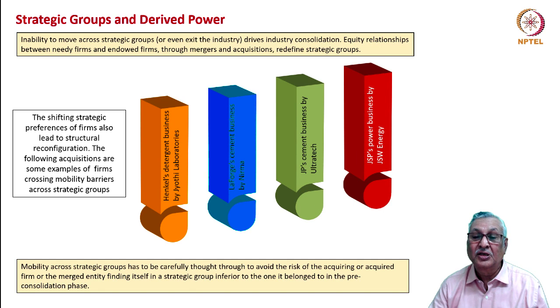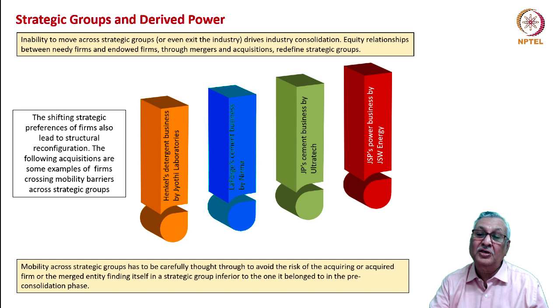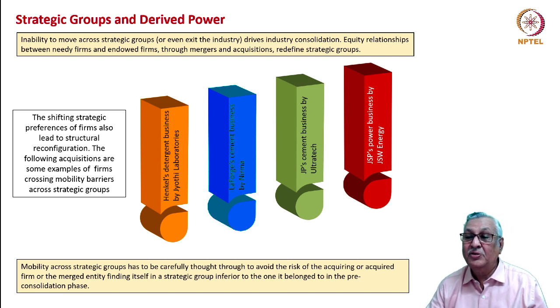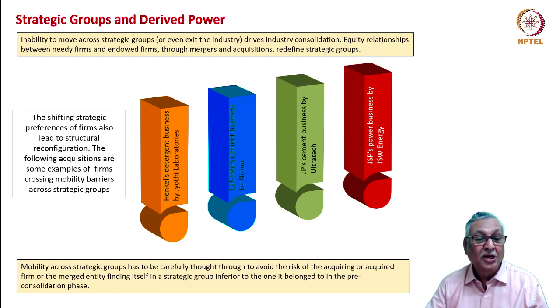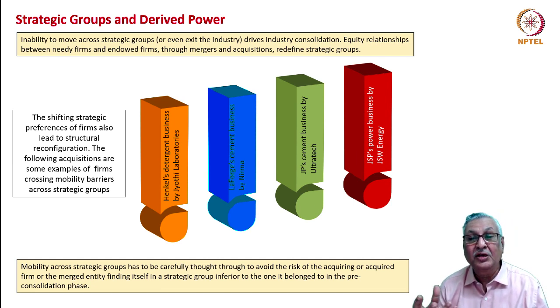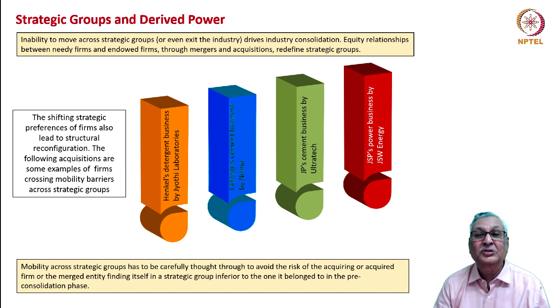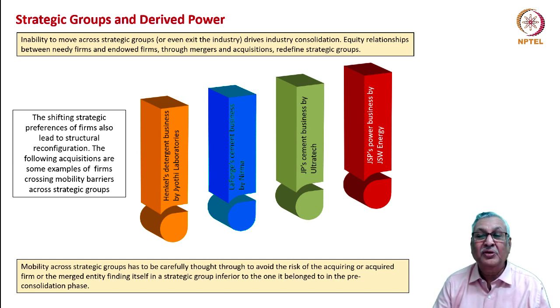JP's cement business, when Ultratech acquired it, became more impactful under the Ultratech umbrella. Similarly, JSW Energy and JSW collaborated to have the power business expanded amongst themselves. Mobility across strategic groups, which obviously leads to structural reconfiguration and even a change of identity of the respective firms, has to be carefully thought through to avoid the risk of the acquiring or acquired company or merged entity finding itself in a strategic group inferior to the one it belonged to in the pre-consolidation phase.